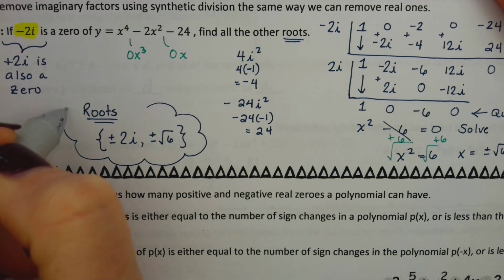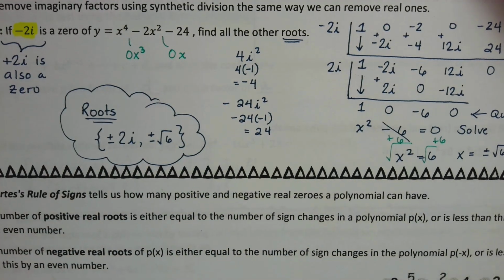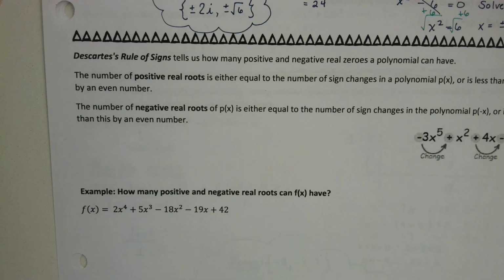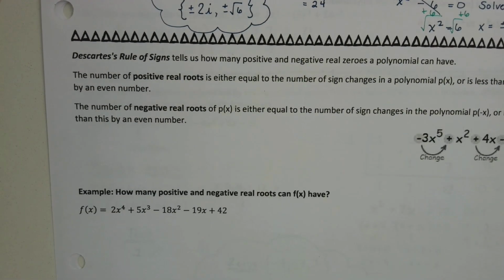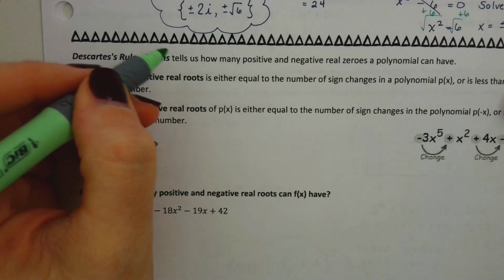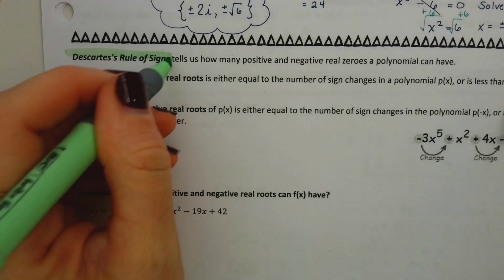Alright. Next up, we're going to learn about Descartes' rule of signs. Descartes was a mathematician. Guess what his last name was? Descartes. And this is his rule of signs that he discovered. Again, they didn't have TV and phones back in the day. They had to just play around with numbers a lot.